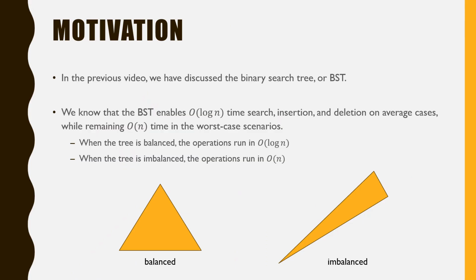In the previous video, we introduced the concept of the binary search tree, or BST. We explored how BST improved the average case time complexity for search, insertion, and deletion from O(n) to O(log n). This time complexity is based on the assumption that the BST is reasonably balanced, which typically occurs when data elements are distributed randomly. However, in the worst-case scenario, where the tree becomes highly imbalanced, the time complexity for these operations can degrade to O(n).